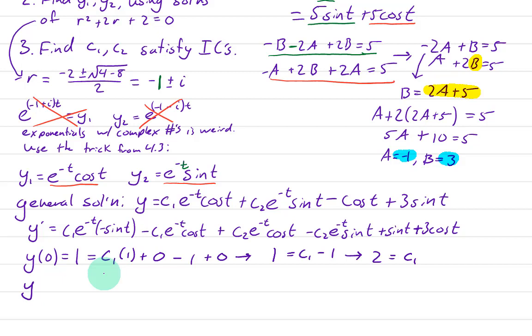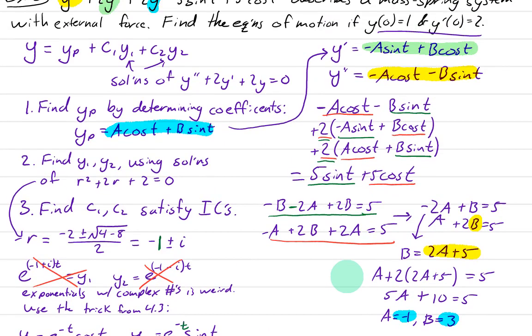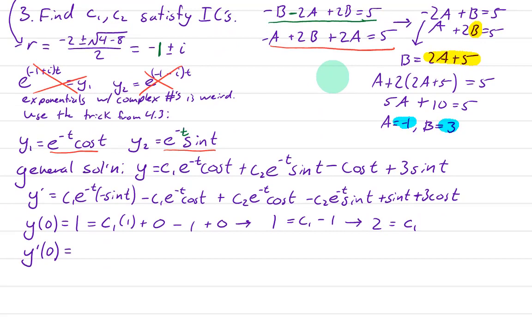For the next one, we plug in 0 into y prime, and y prime of 0 is supposed to be 2. So we want to get 2 as the result, and I'm plugging this into y prime here, also plugging in 2 for C1. So it's going to be e to the 0, which is 1, times sine of 0, which is 0.